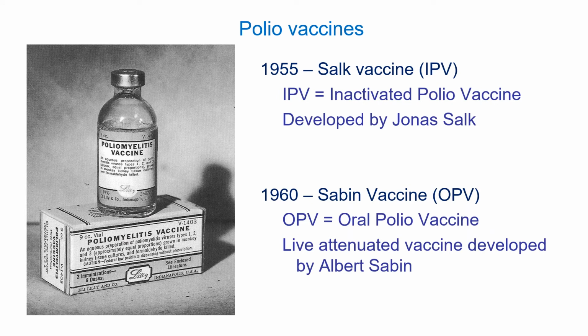So the vaccines came out in the 1950s, 60s. The first one developed was the Salk vaccine. This is the injectable or IPV, injectable polio vaccine or inactivated polio vaccine. We also developed the oral polio vaccine or the Sabin vaccine. This is the live attenuated vaccine.